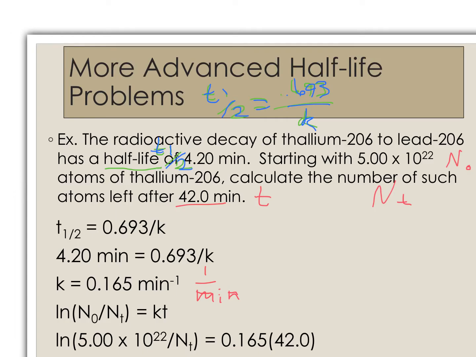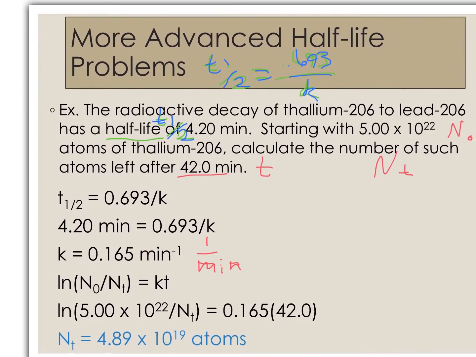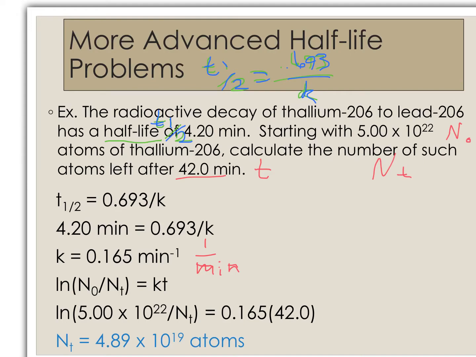So you plug everything in, your initial over your NT, your K, and your T at that specific time. How do we know that this is the T at the specific time? Because that little t means at the T, at that time. I solve, and I get 4.89 times 10 to the 19th atoms.